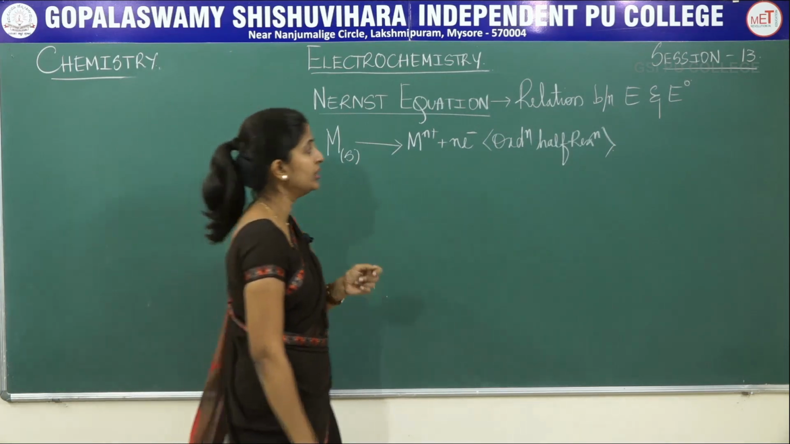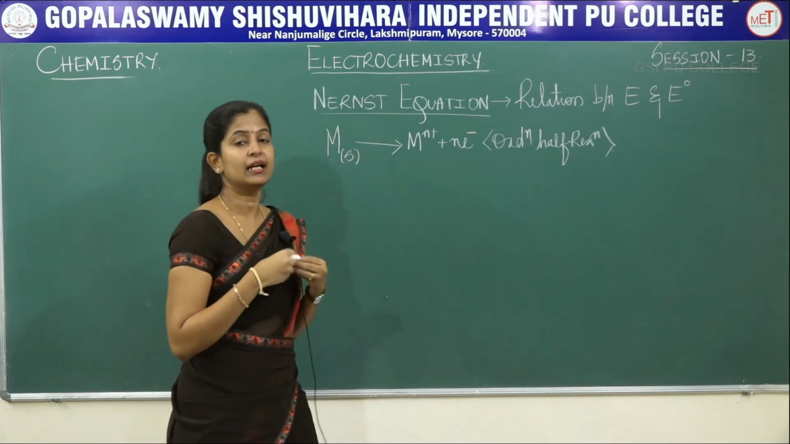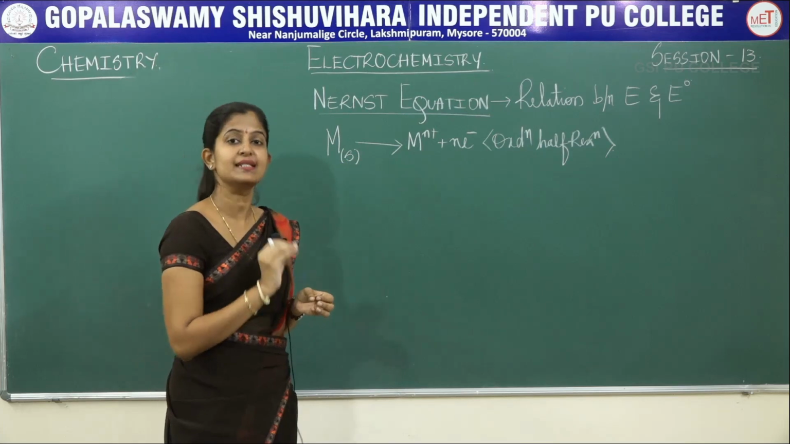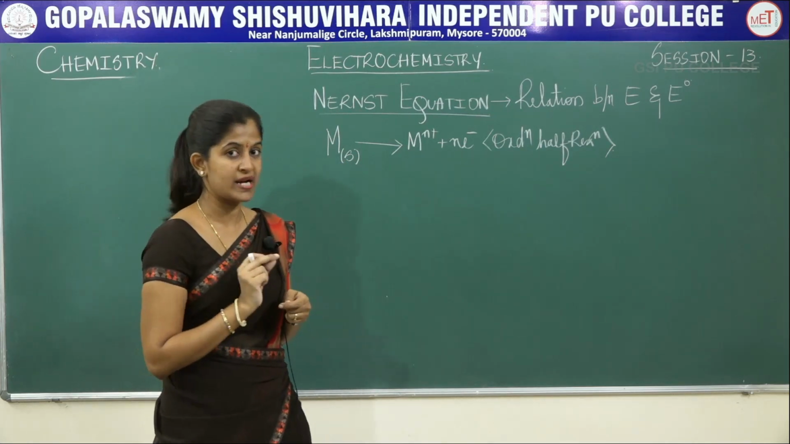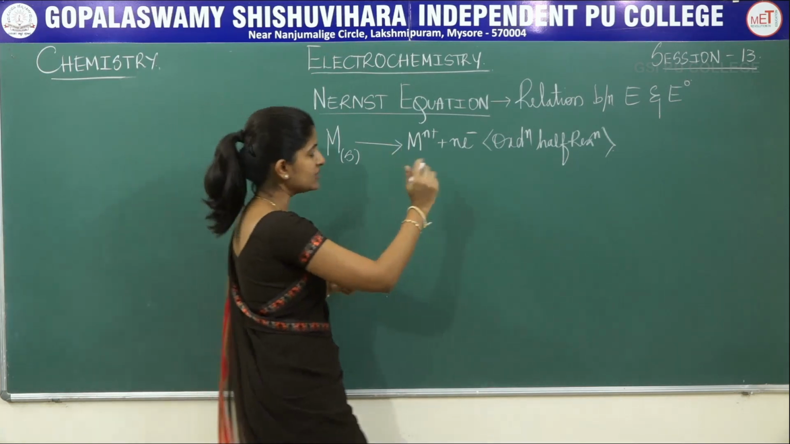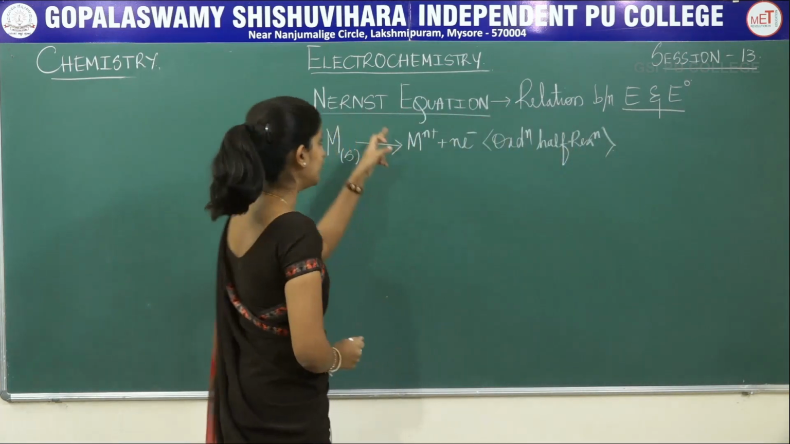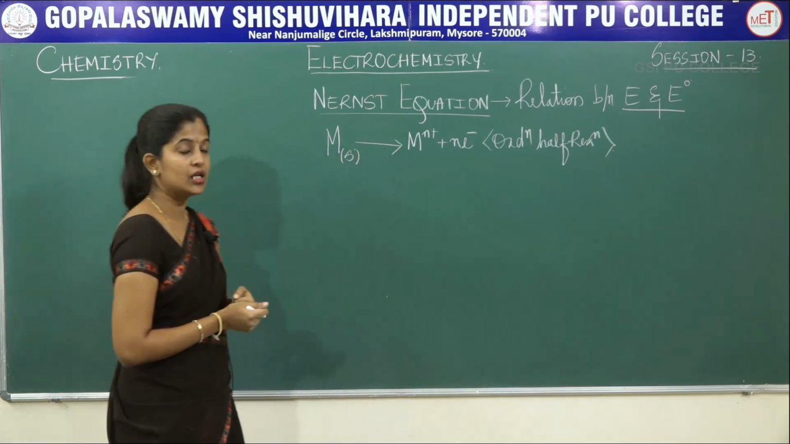What is the difference? Very simple. This E is the cell potential at any instant, any concentration, any temperature. E naught is the cell potential at standard conditions, that is at 1 molar concentration or 1 atmospheric pressure as well as 298 Kelvin temperature. So that's the difference, and the relationship between these two things, E and E naught, is nothing but your Nernst equation. So for this oxidation half reaction, we will be taking your Nernst equation.